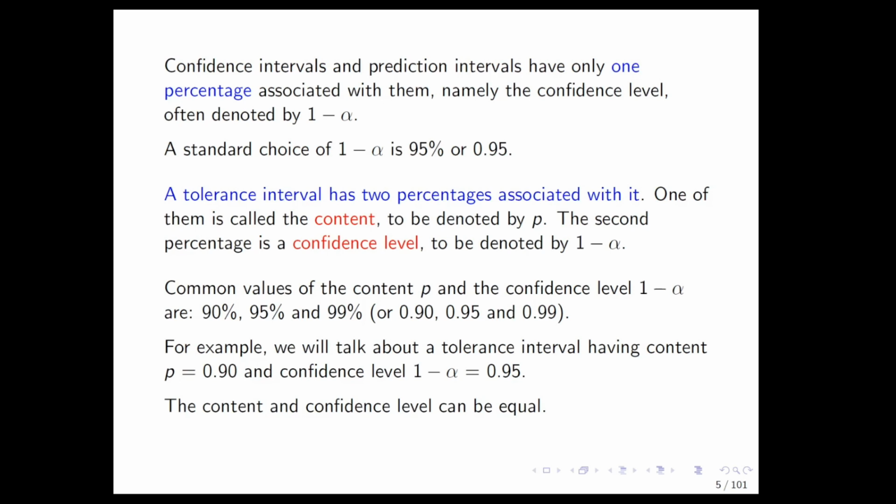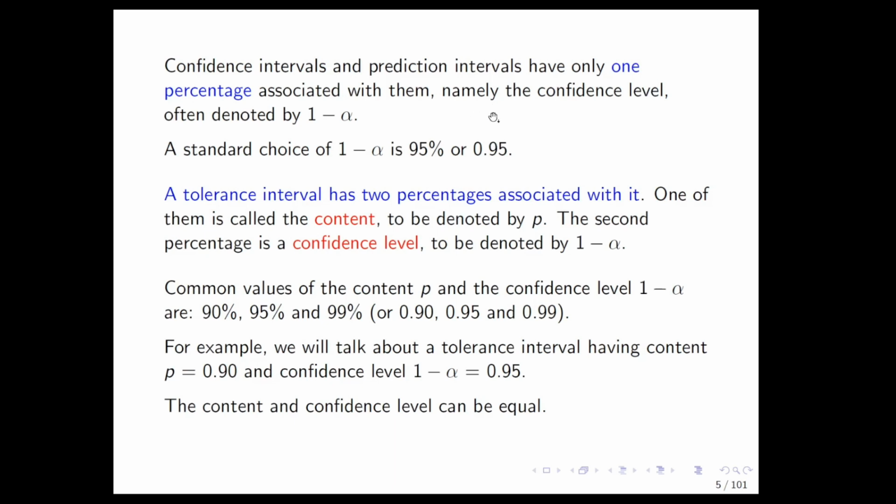Now, a tolerance interval has 2 percentages associated with it. One of them we will call the content, to be denoted by P. And then we also have a confidence level, to be denoted by 1 minus alpha. So you need 2 percentages. That is probably the best way to put it. 2 percentages in order to define a tolerance interval. Now, these quantities, the content P and the confidence level, can take the usual values. They can both be equal to 0.95 or 95%. They could be different. P could be 0.9, 1 minus alpha could be 0.95, and so on. So you have a variety of choices. So the standard choices are listed here, 0.9, 0.95, and 0.99, for example.